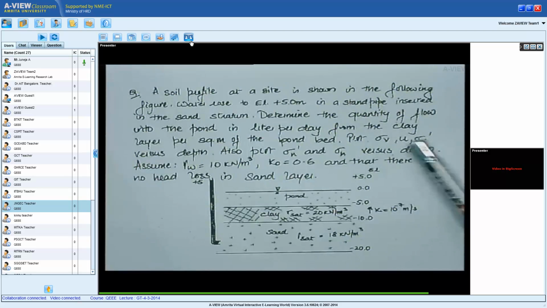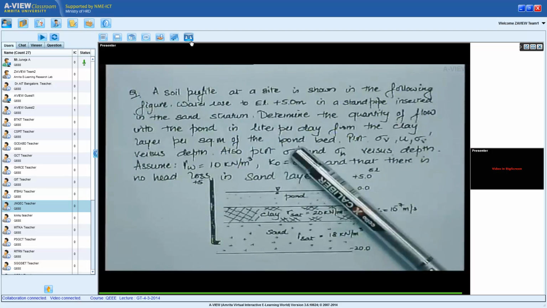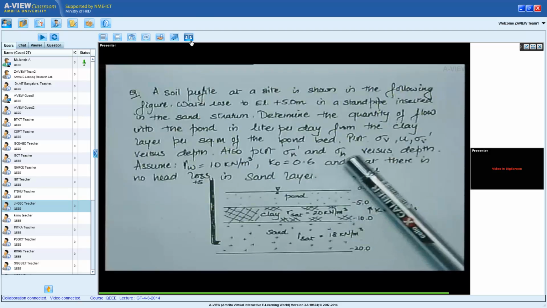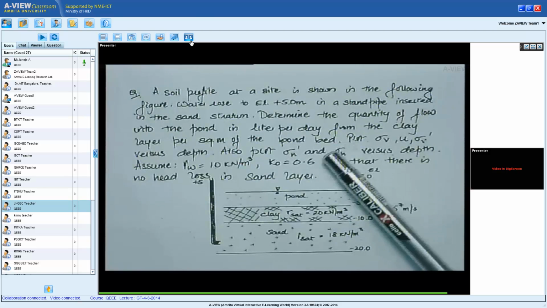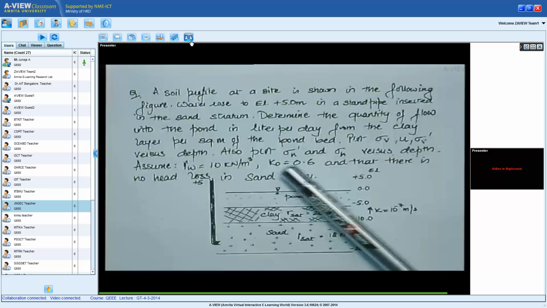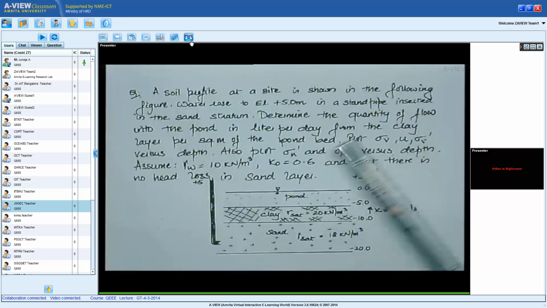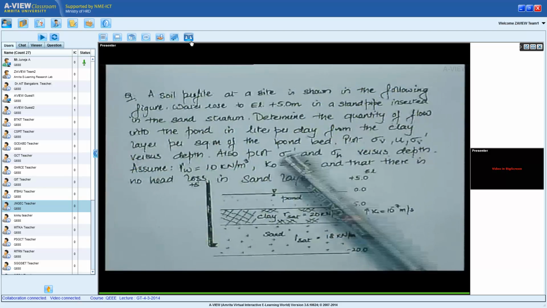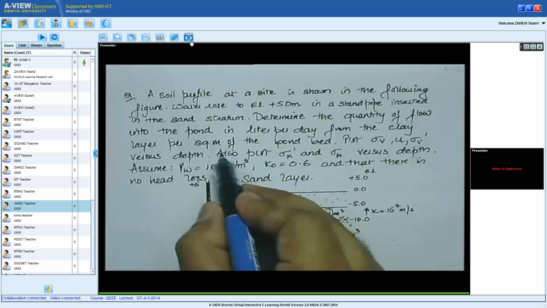The second part says plot the vertical stress, effective, and so on. But here it also says what is the horizontal stress distribution. We will not do this. It requires the knowledge of K naught. We don't have time to do this. I request that you just ignore the last part. If I have to cancel this out, I would say ignore this part.